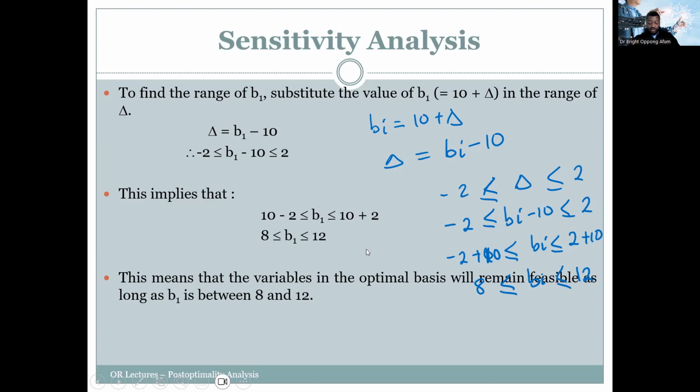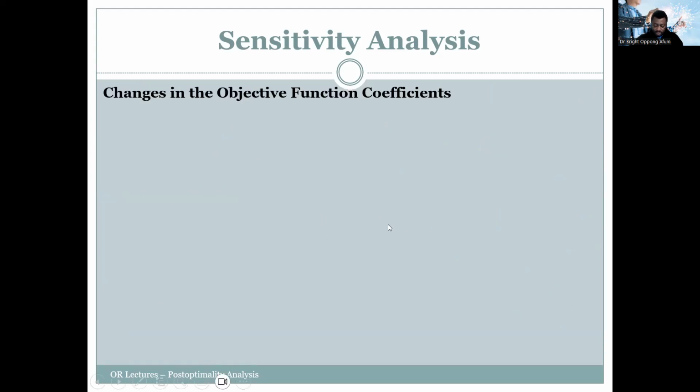So you see that the change will be between 8 and 12. This means that the variables in the optimal basis will remain feasible as long as BI is between 8 and 12. And what was the BI? The BI was 10. The constraint itself was x1 plus 2x2 is less than or equal to 10. So the solution will remain feasible as long as our resources are between 8 and 12. That's very simple.